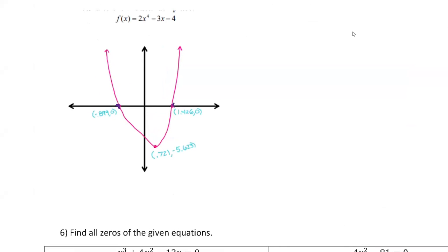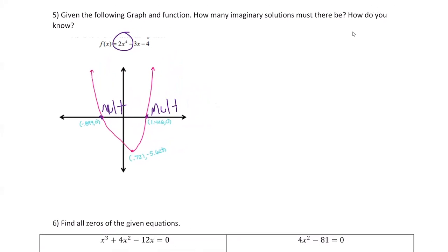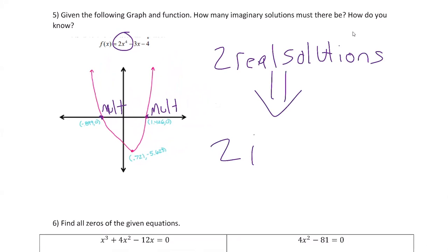Both of these, there's 2 zeros on your graph, and both of them cross through. That means you have a multiplicity of 1 for both of these. So really there's 2 real solutions. If you remember, your degree tells you how many answers you're going to have. Since it's a quartic function, you're going to have 4 solutions in total. If there's 2 real solutions, that implies there must be 2 imaginary solutions to get to that 4 total. So there would be 2.